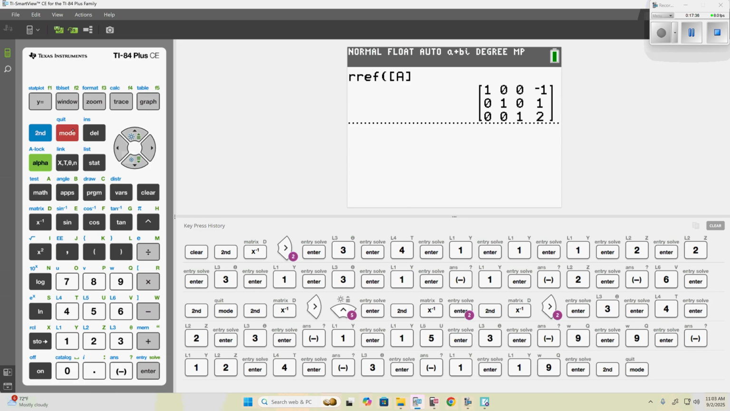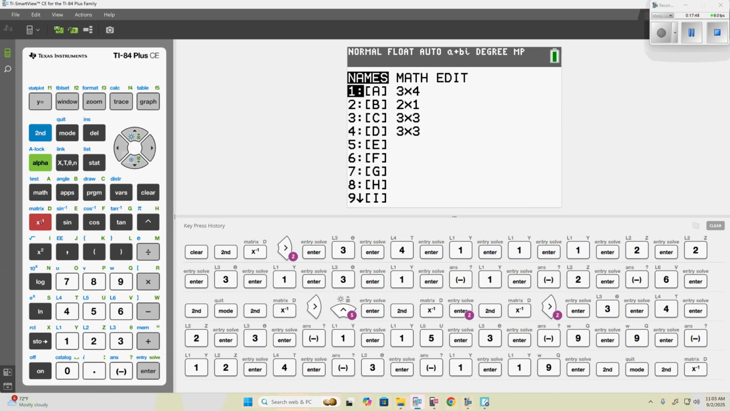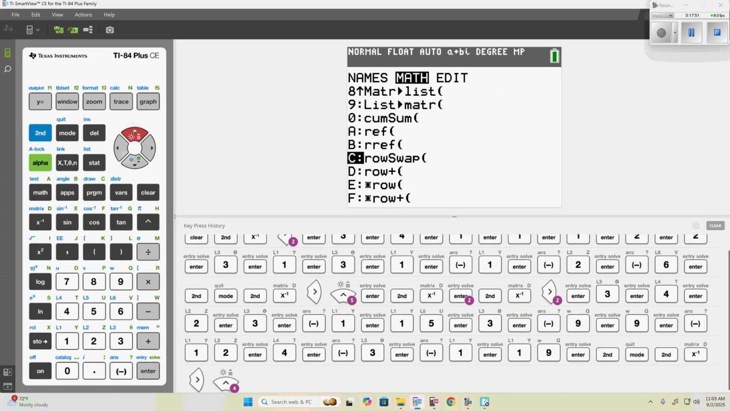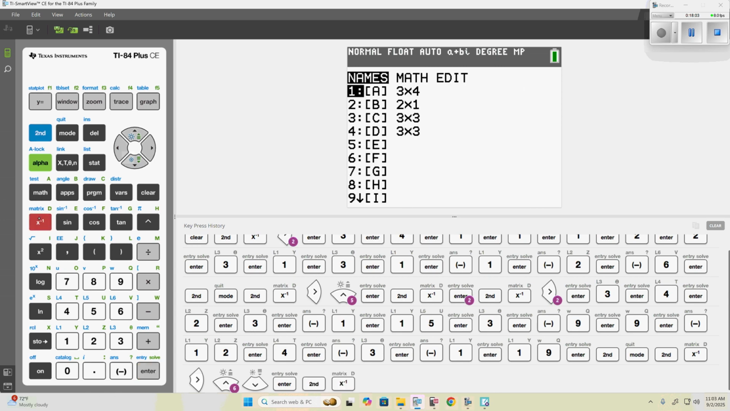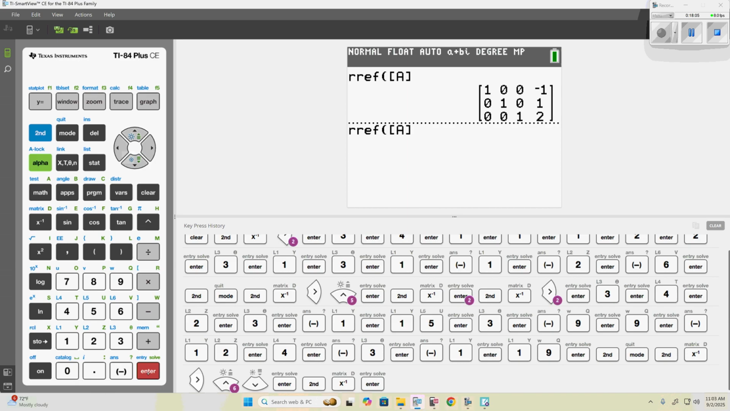And then you go to math. So once you get it typed in, second quit. Second mode. Now we're going to go second matrix. We're going to go over to math, and we want to find rref. And once we find it and have it selected, we're going to hit enter. Then we're going to do second matrix one more time, and we're going to select the matrix that we put it in.